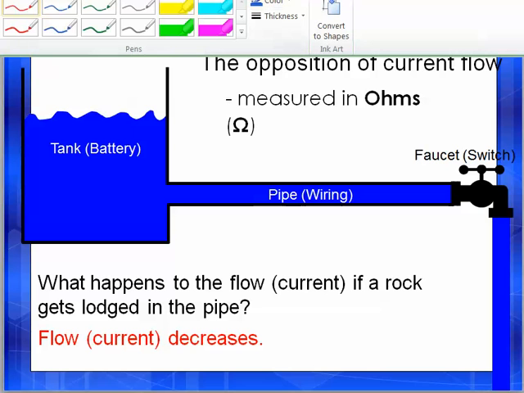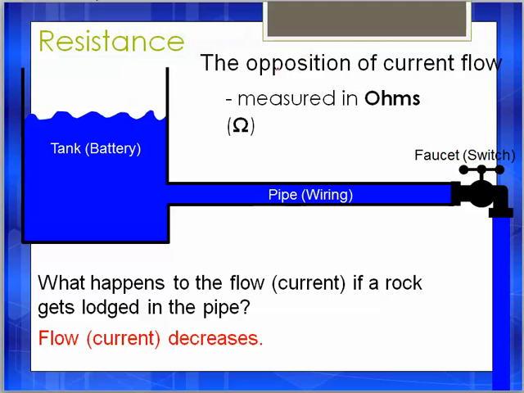Resistance and current are inverses of each other. And what that means is if we have a lot of current, it means we have little resistance. If we have a lot of resistance, we have very little current. So that's the relationship that exists between those two and will always exist.